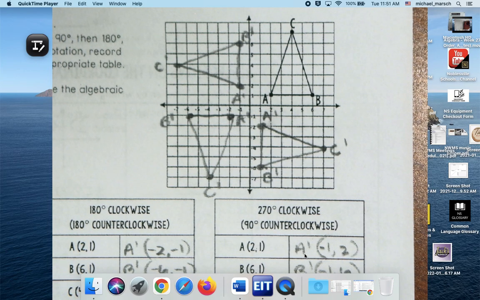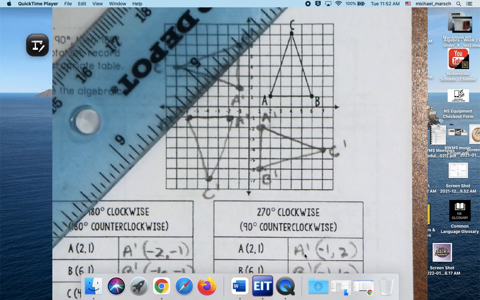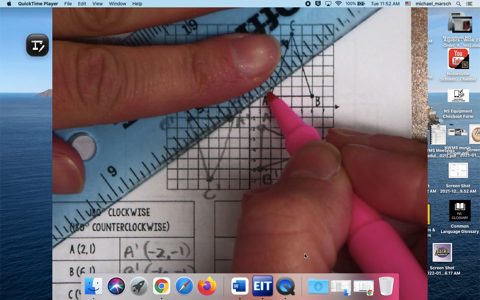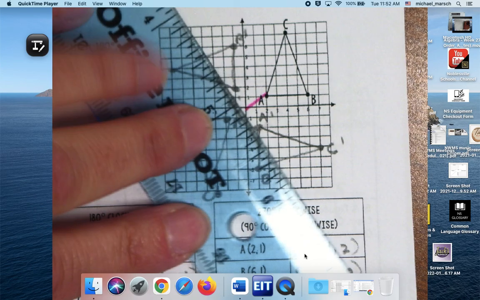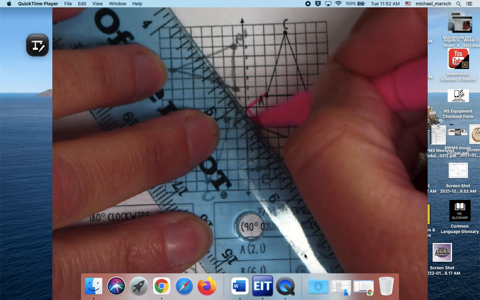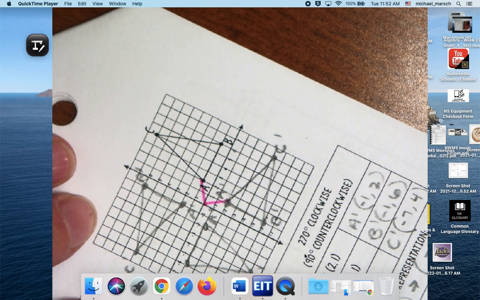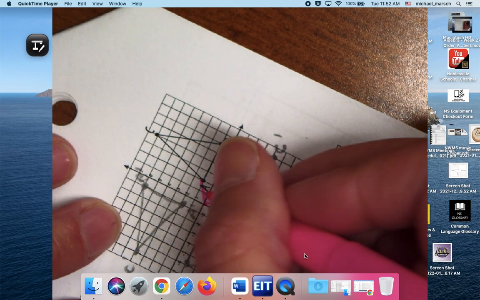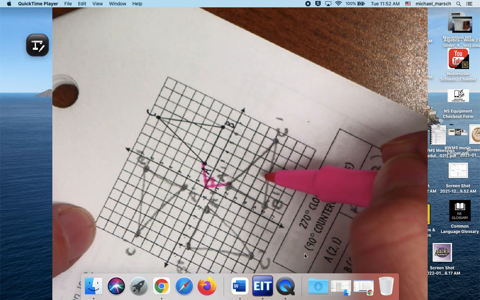Everybody with me? If I connect any pre-image point through the origin to an image point, it should be the increment that I rotated it. So just wait for it. If I connect A to the origin, and then connect it to the A prime of my new image, what is this shape here? What is this L? 90 degrees. Right? And that was a 90 degree rotation.